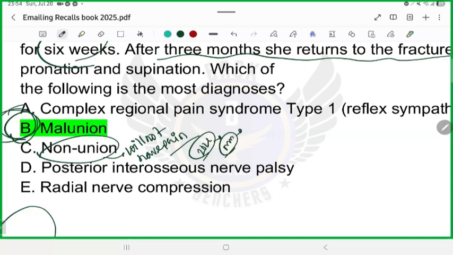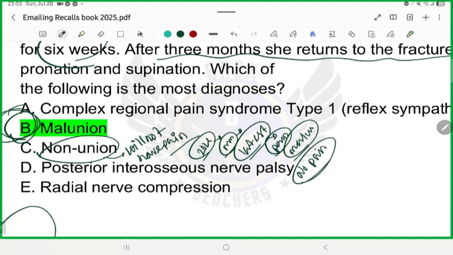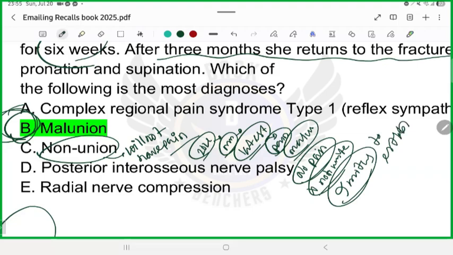Guys, that was a misunderstanding. But remember, this is the latest explanation, and you always follow the last one. So the latest explanation is this: anytime there's a pain, it's malunion, because non-union will have no pain. Non-union will have no pain. X-ray will show that the fracture is not united. You need 6 to 9 months to establish the diagnosis.